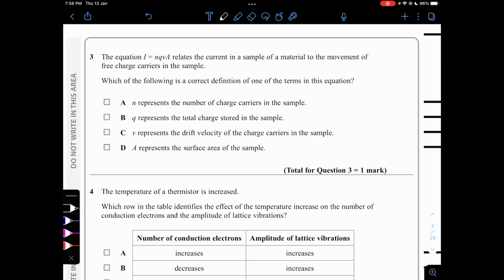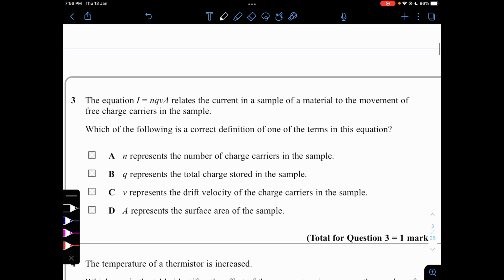Now the easiest way is to just rearrange the equation. So instead of I, n equals I over qvA. So it's the number of charge carriers in the sample per unit volume. Now you can see v is ms minus 1 times A is meter squared, so that will be per meter cubed. So not A, what about B?